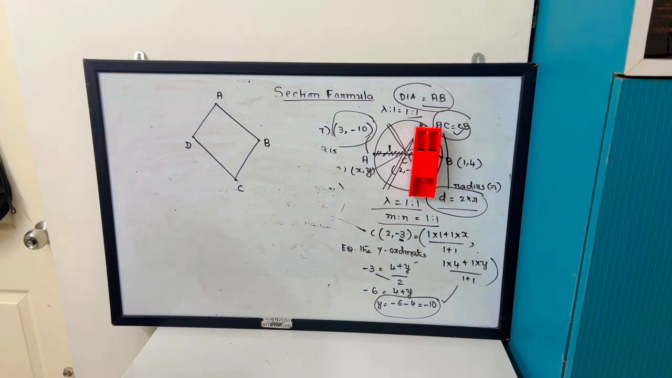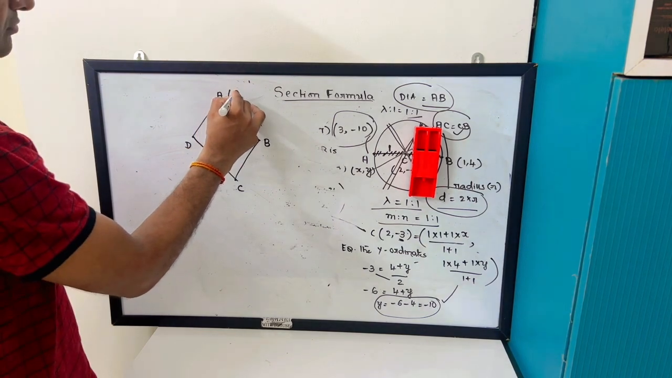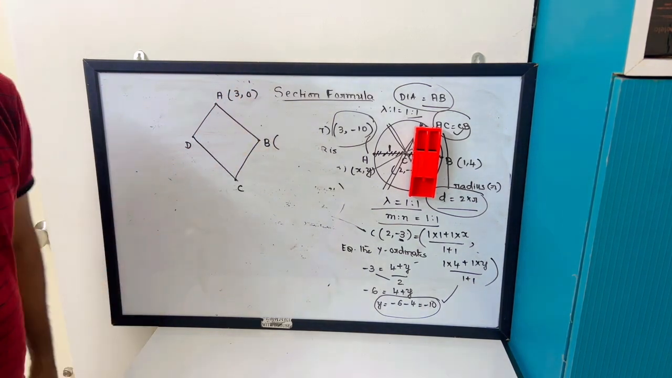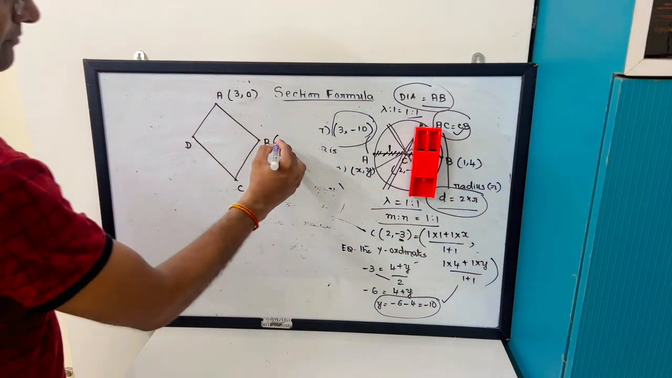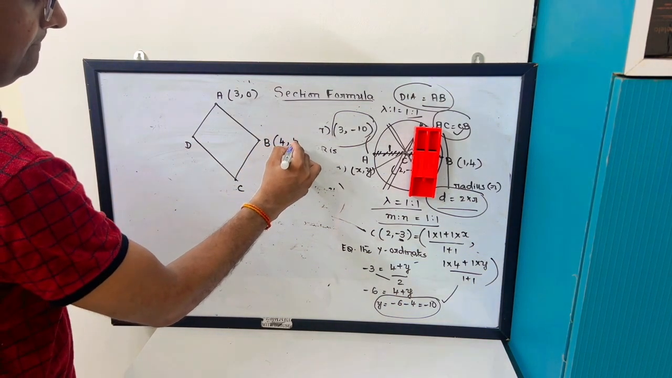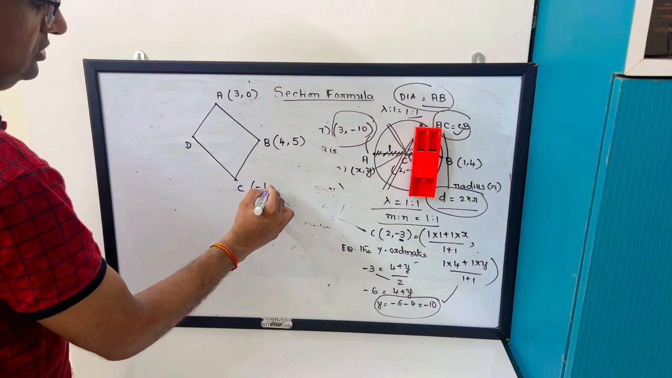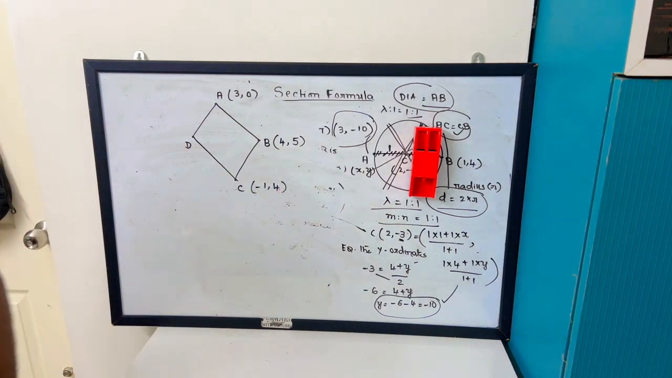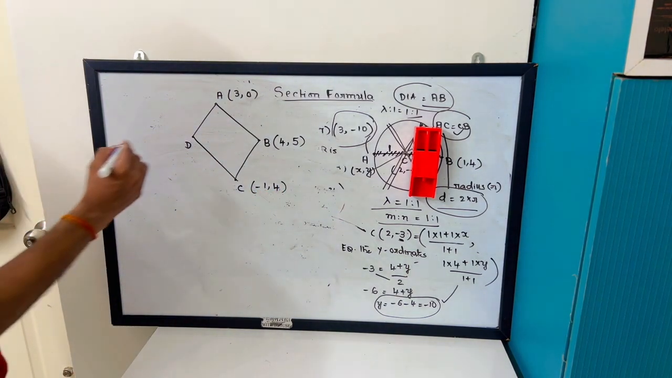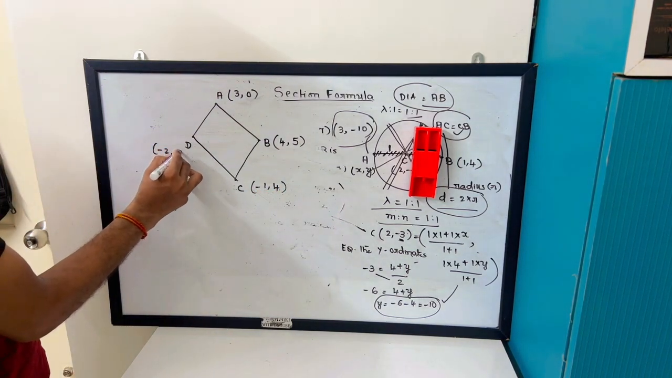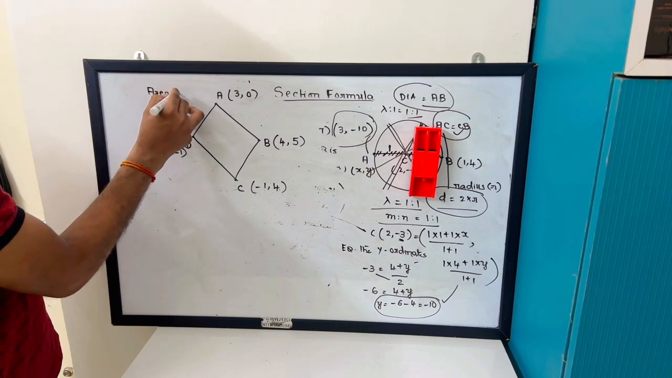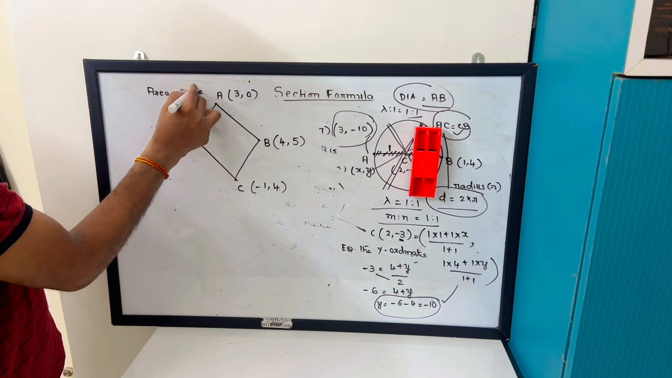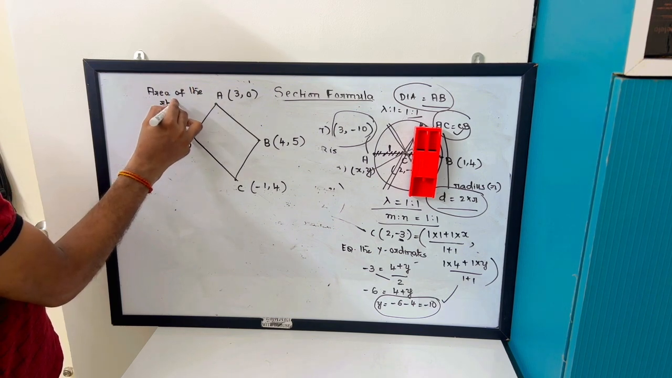Take A as 3 comma 0, B as 4 comma 5, C as minus 1 comma 4, and D as minus 2 comma minus 1. They are asking you to find out the area of the rhombus. So how do you do it?